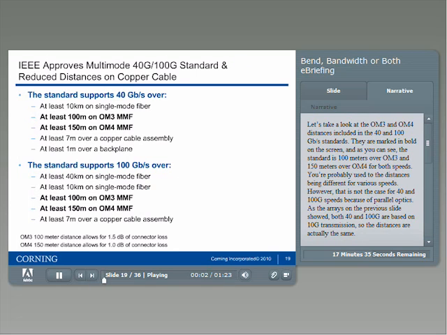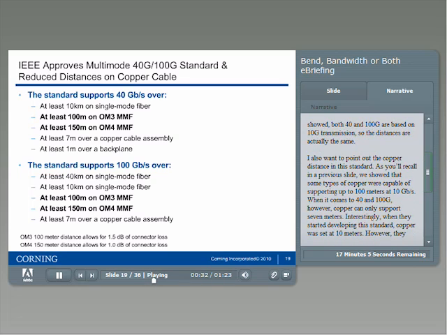Let's take a look at the OM3 and OM4 distances included in the 40 and 100 gigabit per second standards. They are marked in bold on the screen, and as you can see, the standard is 100 meters over OM3 and 150 meters over OM4 for both speeds. You're probably used to the distances being different for various speeds. However, that is not the case for 40 and 100 gig speeds because of parallel optics. As the arrays on the previous slide showed, both 40 and 100 gig are based on 10 gig transmission, so the distances are actually the same.